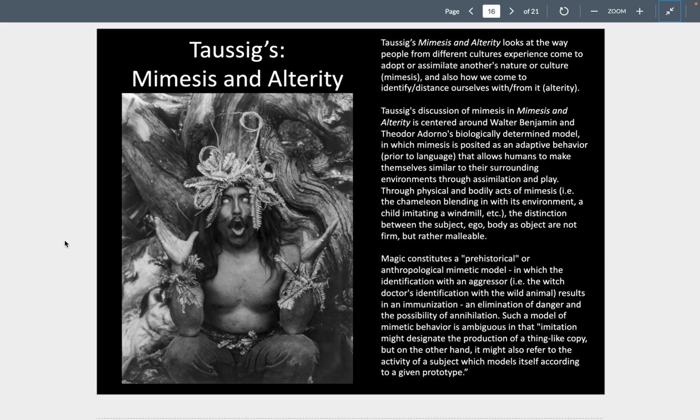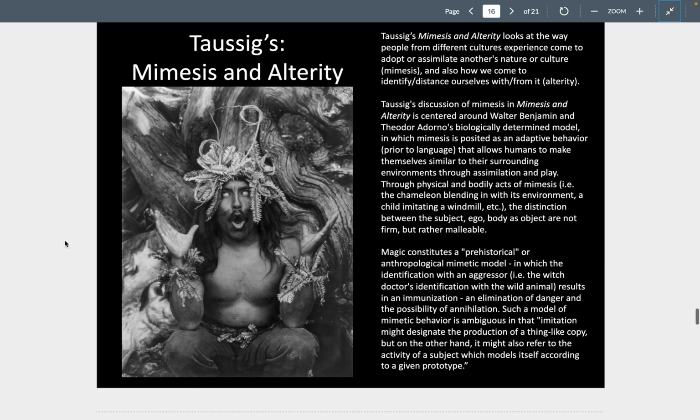Well, we see that certainly in shamans taking on spirit animals, or Native Americans doing an eagle dance, or Native American shaman putting animal spirits into people to heal them. So the witch doctor's identification with a wild animal results in an immunization, an elimination of danger and the possibility of annihilation. Such a model of mimetic behavior is ambiguous in that imitation might designate the production of a thing-like copy, but on the other hand, it might refer to the activity of a subject which models itself according to a given prototype. So we become something by either distancing ourselves from it, or making ourselves closer to it, or taking in the spirit of it for many, many processes.